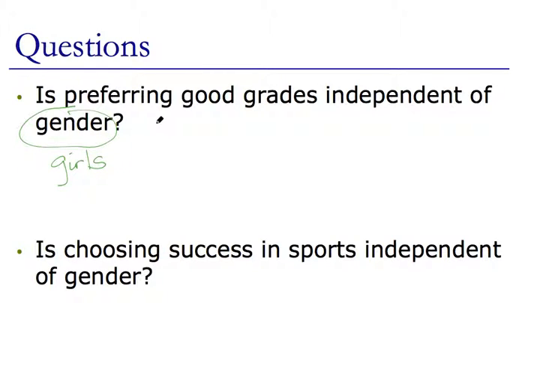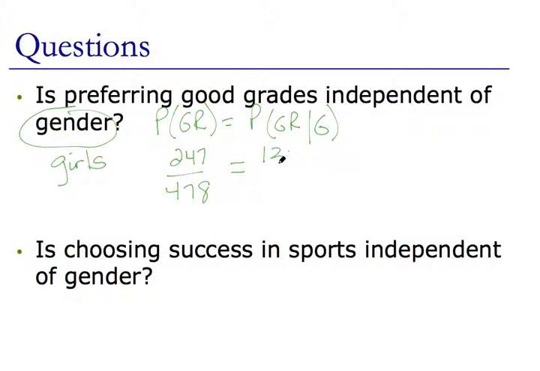So we want to look at the probability of getting good grades. Is that equal to the probability of getting good grades given that the person is a girl? Are these going to be exactly the same? Well, the probability that someone we've selected is focused on grades is 247 over 478. The probability of grades given that a person is a girl is 130 over 251.